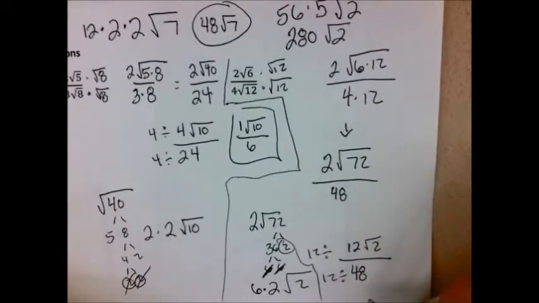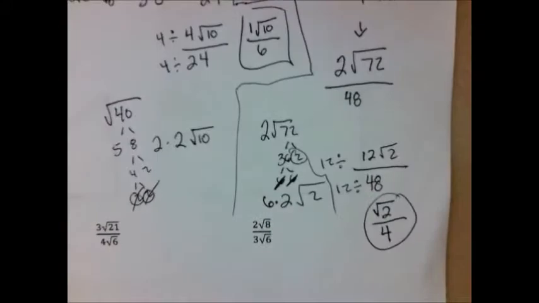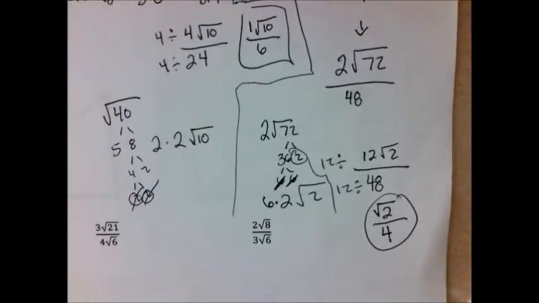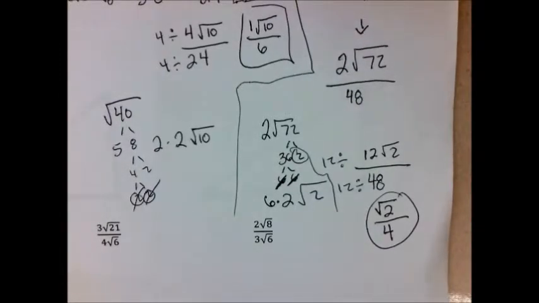And what we end up with is square root of 2 over 4. I understand this is confusing, so right now if you guys still don't understand, keep watching. Otherwise, get started on your own. Okay, next one.